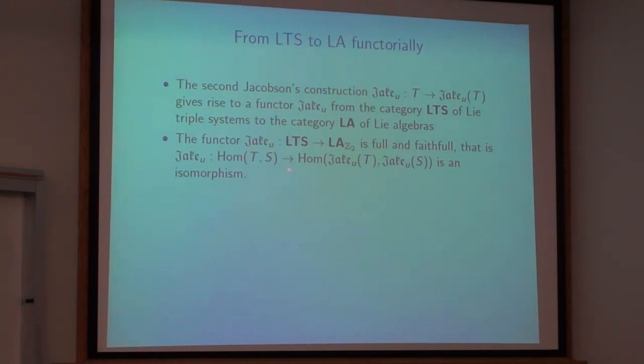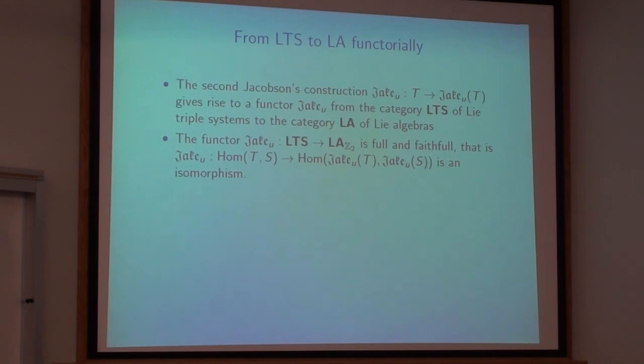It's full and faithful, meaning that on the morphism side, for each fixed reducible system T and S, that relation between homomorphisms of triple systems and homomorphisms of Lie algebras is in fact an isomorphism, okay? So morphisms go bijectively from one place to another. Sometimes such functors are called embeddings, because what it means is that the category of reducible systems is embedded, or can be realized, as a full subcategory of the category of graded algebras.